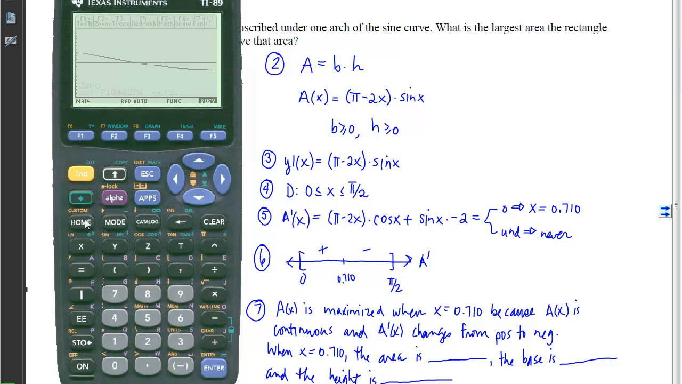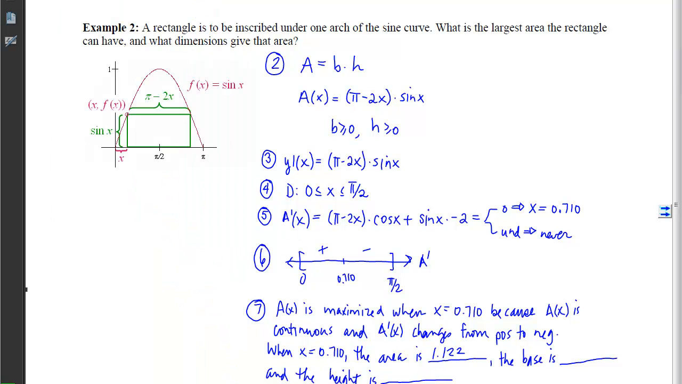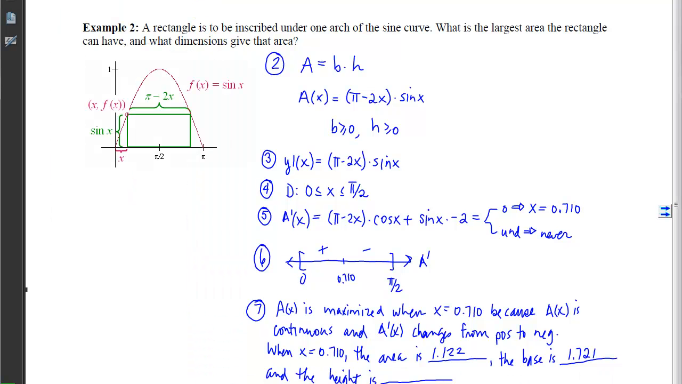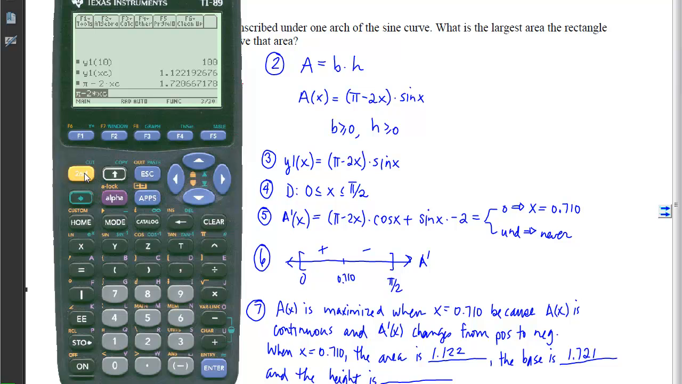So on the home screen, I can compute y1 of x alpha c, and that will give me the area. So 1.22 is my area. I can go back then and I can look at my base, which is pi minus 2 times that x value. So I can do pi minus 2 times that xc, and I get 1.721, and then it also asks for the height. Well, the height is the sine of that xc, which is 0.652.